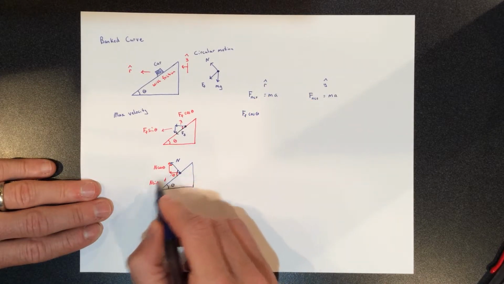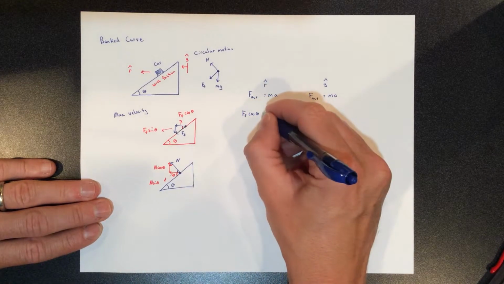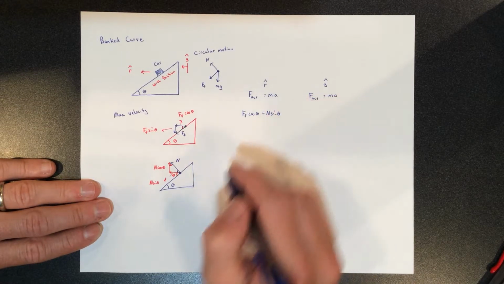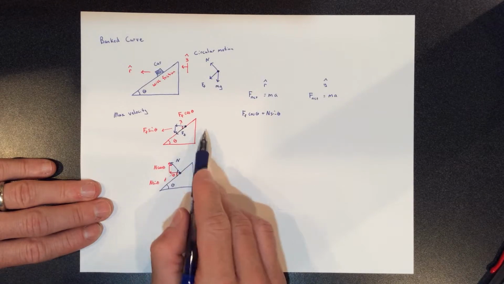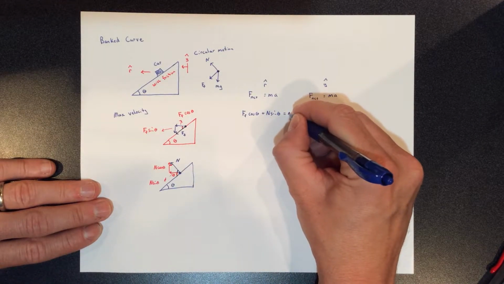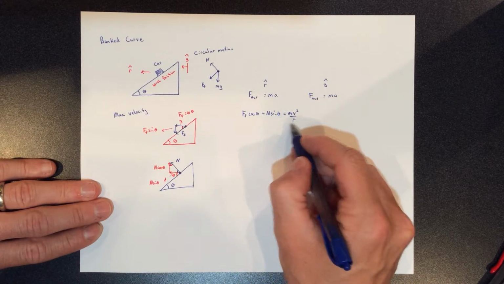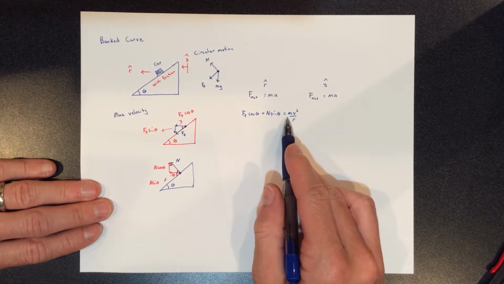And the normal force, n sine theta, is pushing us in. And I'm going to add them together because they're both pushing in. There's no force that's pushing us outward, and that creates centripetal acceleration. Again, this net force causes us to move in a circle, and so we have that equation.